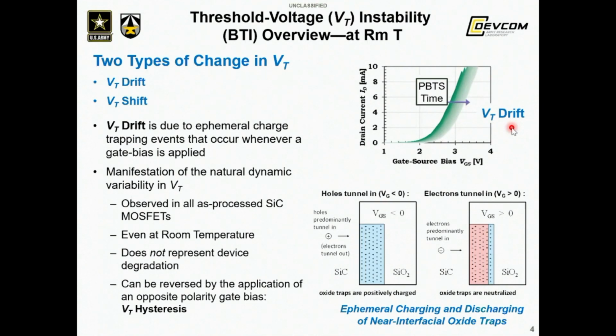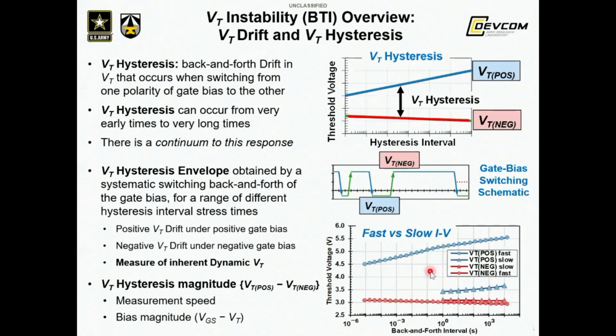And it by itself does not represent a device degradation, because the effect can be reversed by the application of an opposite polarity gate bias, which is the hysteresis effect, which I'll talk about in a second. Here on the bottom right, I'm showing the schematic of the ephemeral charging and discharging of near interfacial oxide traps via a tunneling mechanism. That's the driver for the VT drift effect. So VT hysteresis is the back and forth drift in VT that occurs when switching from one polarity of the gate bias to the other.